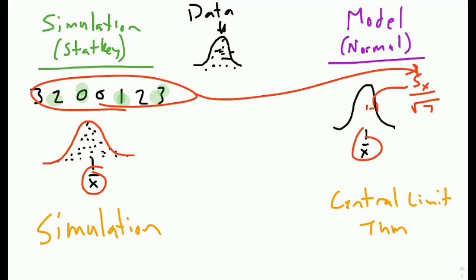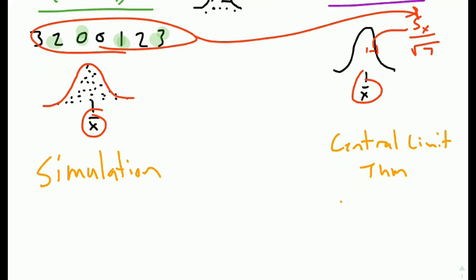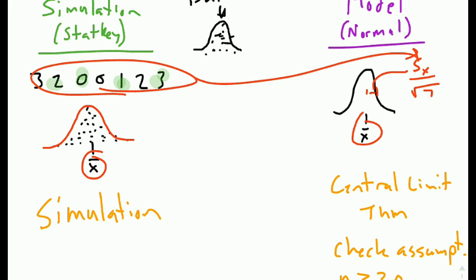Another difference is that we have to check assumptions here. So we have to check our assumptions, and those assumptions would be that we have a large enough sample size. So depending on what our original distribution looked like, we might need a sample size of at least 30, which means in this case, we wouldn't actually even use the normal model. We would say our sample is too small. We need a larger sample before we can trust that this is going to do the right thing.